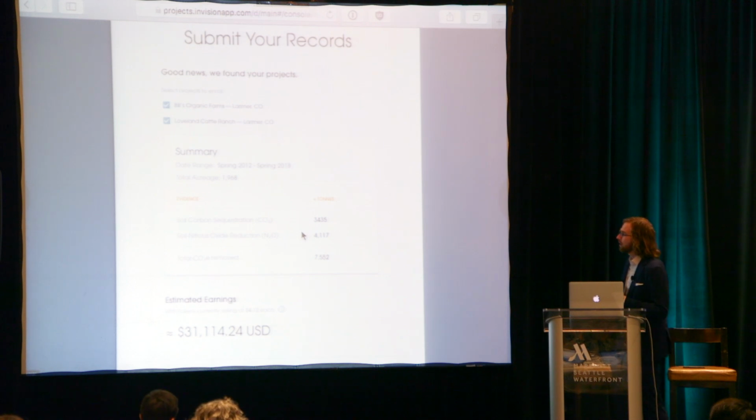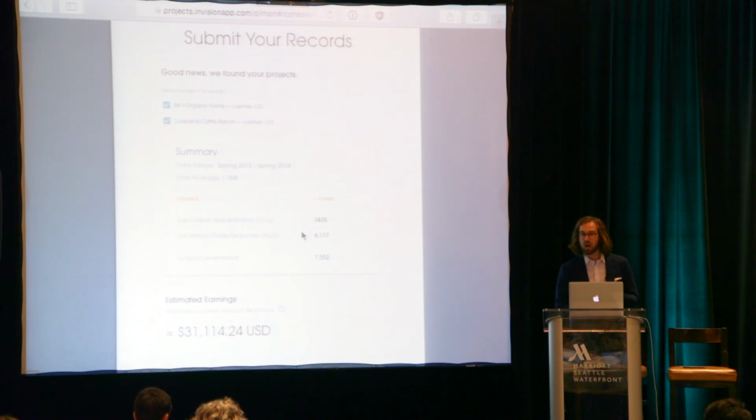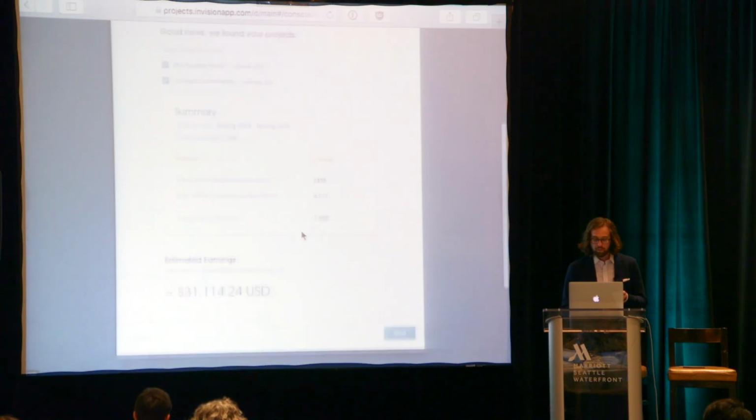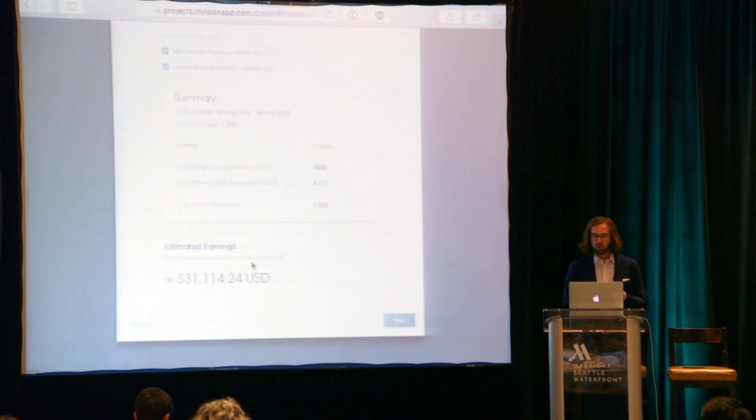In that time, when you combine carbon dioxide and nitrous oxide that is stored in the ground, so the total carbon dioxide equivalent, we're looking at 7,552 tons of CO2 removed. And down here, we're showing what the current market price of the Nori token is trading at, and what, if you were to have that number of tokens, what you would sell them at today, that value.